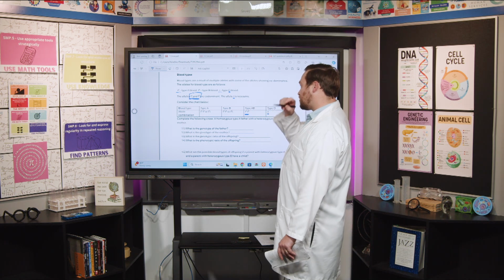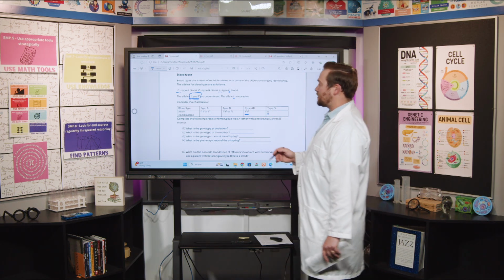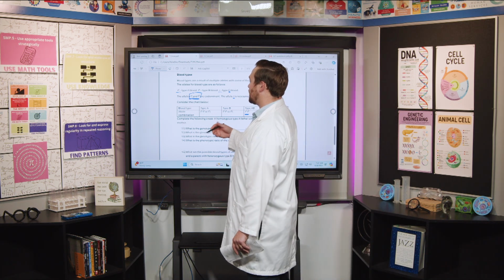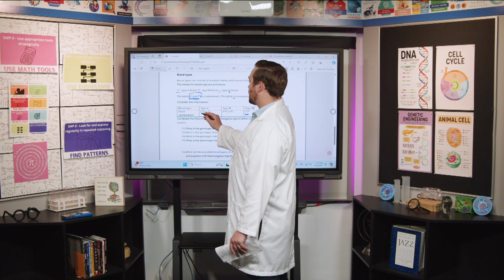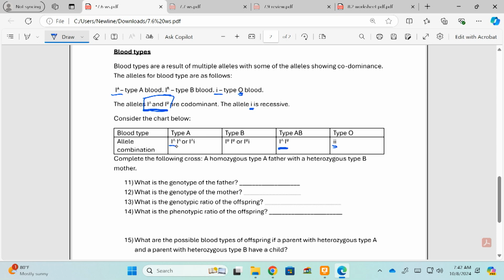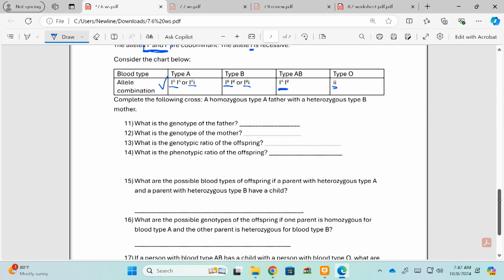Now when it comes to type A and type B blood, it's a little more confusing because there are actually two combinations that would make these blood types. You can be homozygous dominant, which is like that, or you can be heterozygous. And the same thing for type B blood over here: you can be homozygous dominant, or you could be heterozygous. These are the allele combinations that make the blood types above them, so keep that in mind as we move forward with these questions.